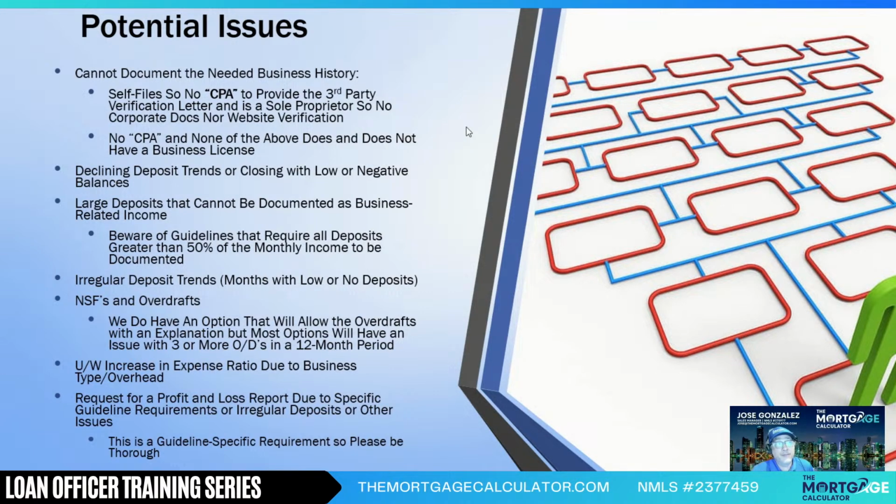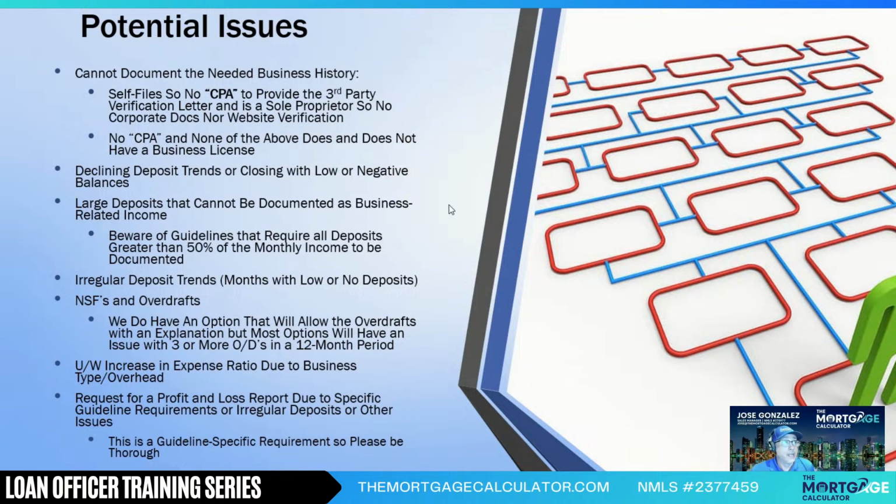Because if they don't have the tax preparer letter, they've got to find one. If they're a sole proprietor, it's going to be very hard, and they don't have any licenses or anything. How are you going to prove self-employment? If they don't have a CPA, none of the above docs are available, and they do not have a business license, then how are you going to document self-employment? So that's another potential issue. Now, I was able to resolve it, remember, because my guy did have an entity and I was able to get corporate docs and website verification for my borrower.